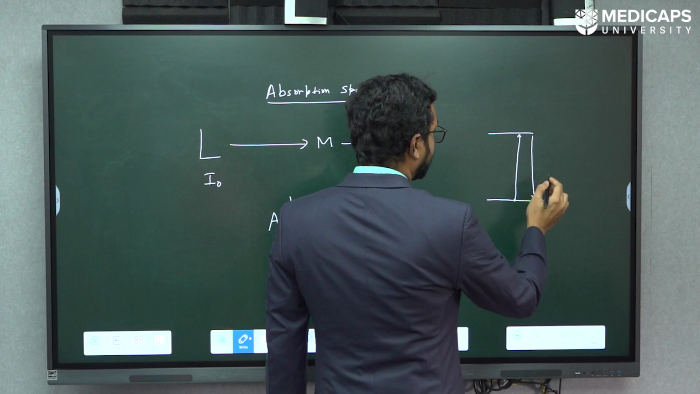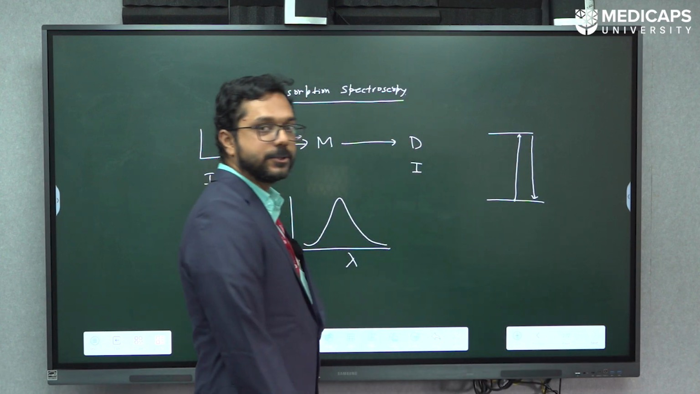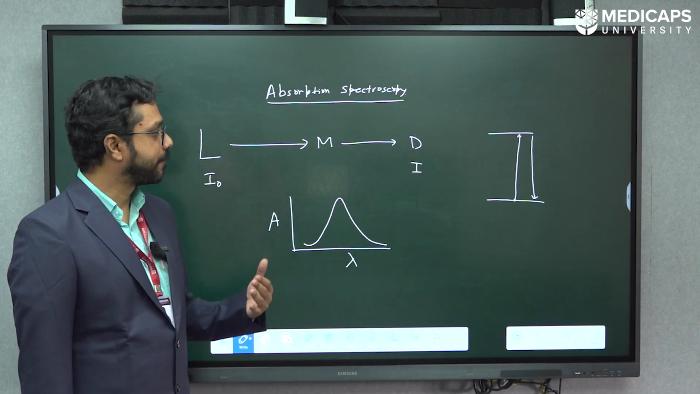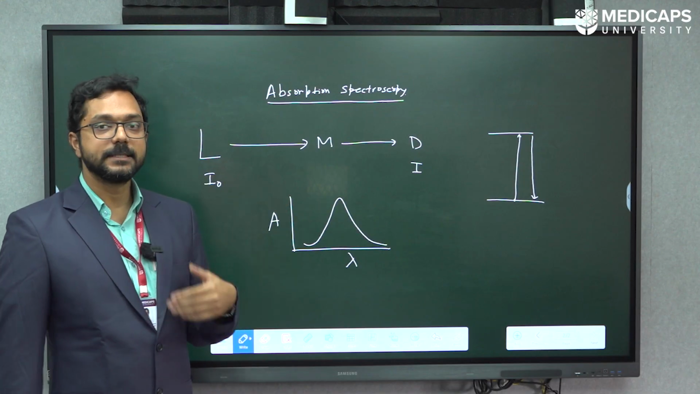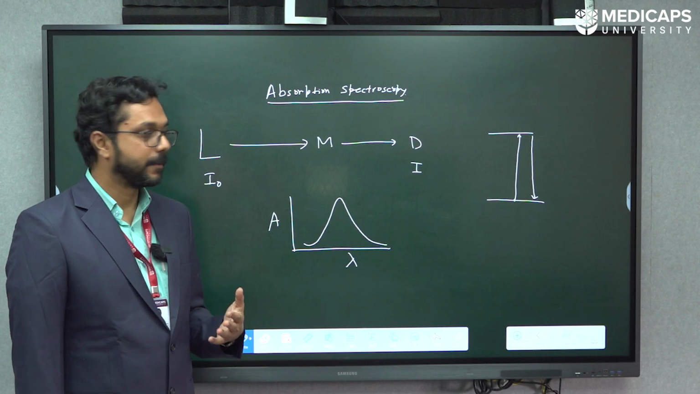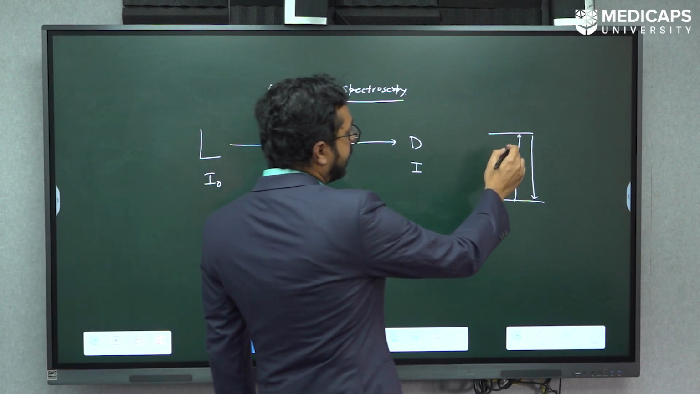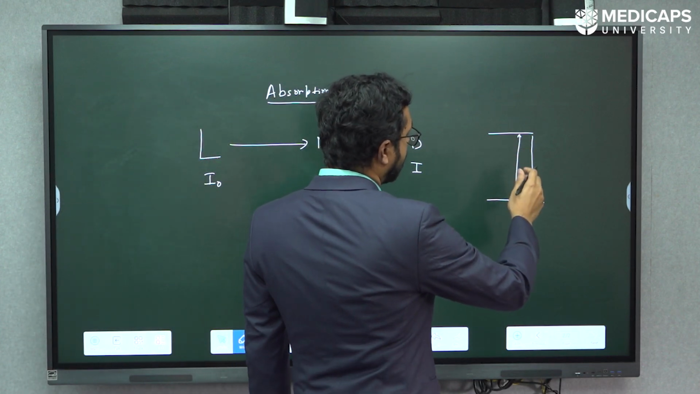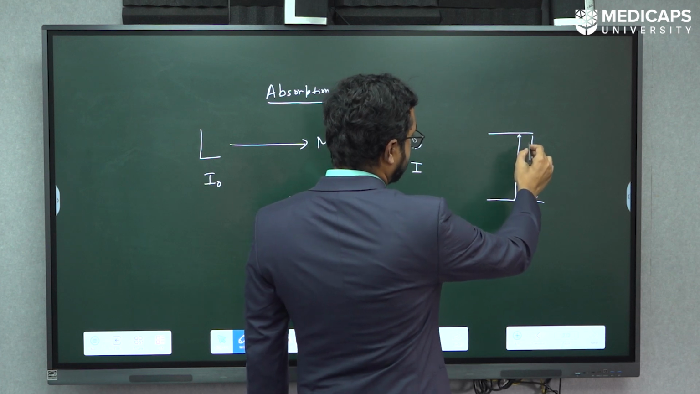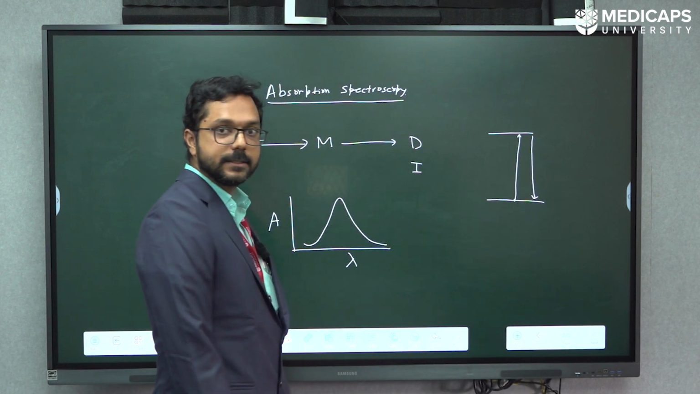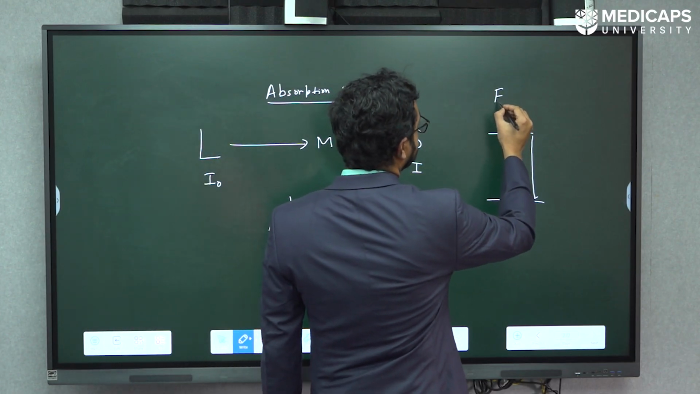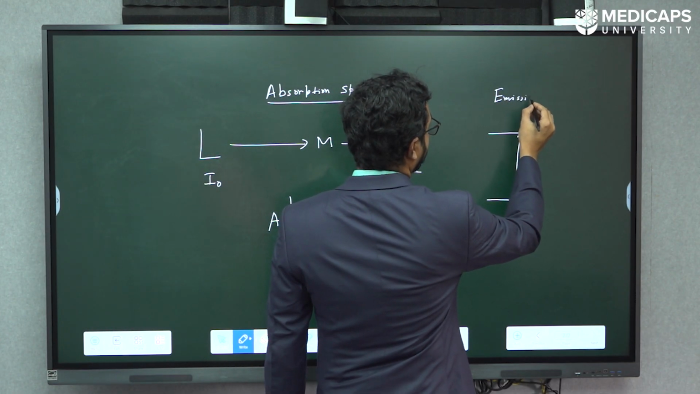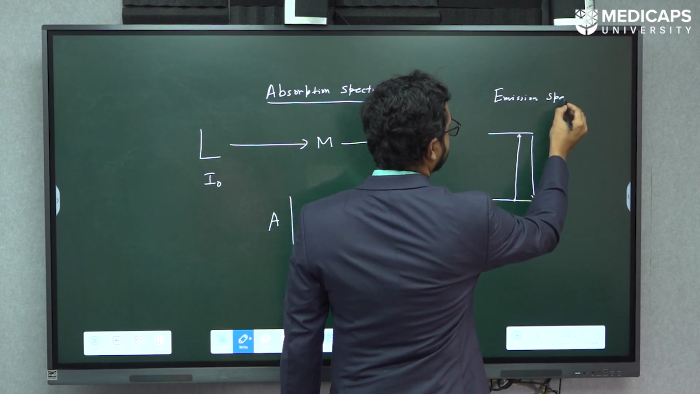Now when it comes down, you actually measure the emission. When you detect this light, that is called emission spectroscopy or fluorescence spectroscopy, which will have a different frequency than its excitation. So that is called emission spectroscopy.